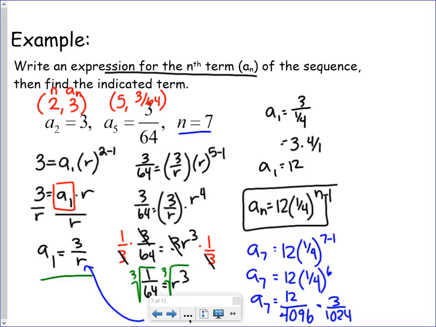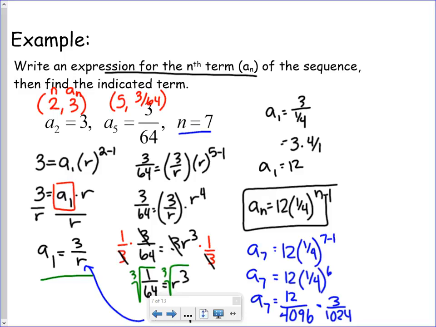And then you could also write that as a decimal, if you chose to. It's like 0.00293. I try to avoid the decimals if I can, but sometimes it's not really possible. Okay, so that's one way to solve for the indicated term.